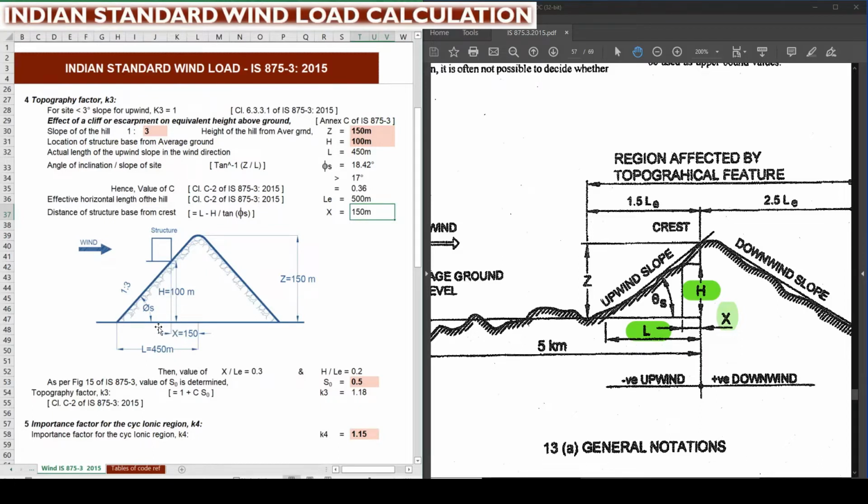Then this value is to be deducted from the L value, that is the length between the start of the slope to the apex, 450. So likewise, this formula is applied and we find the distance of the structure base from the crest, x is equal to 150 mm. Similarly, we need to find out the effective horizontal length of the hill.